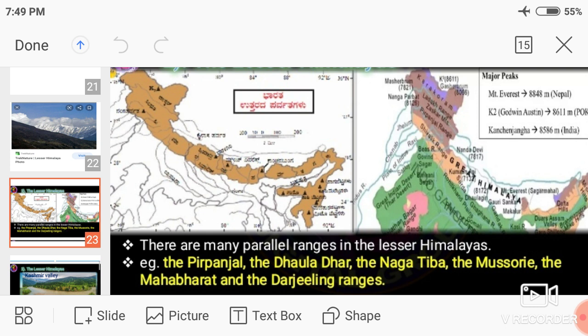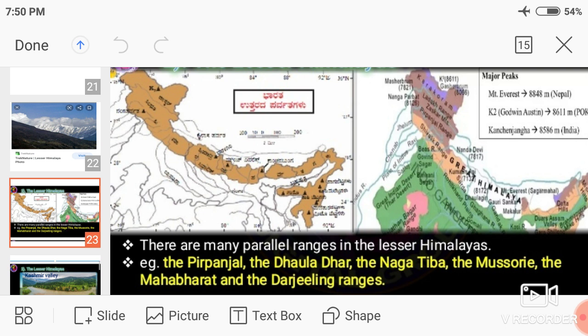Don't be confused. The Greater Himalayas are also called Himadri, and the Lesser Himalayas are also called Himachal. They are 60 to 80 kilometers wide and 1,500 to 4,500 meters high.